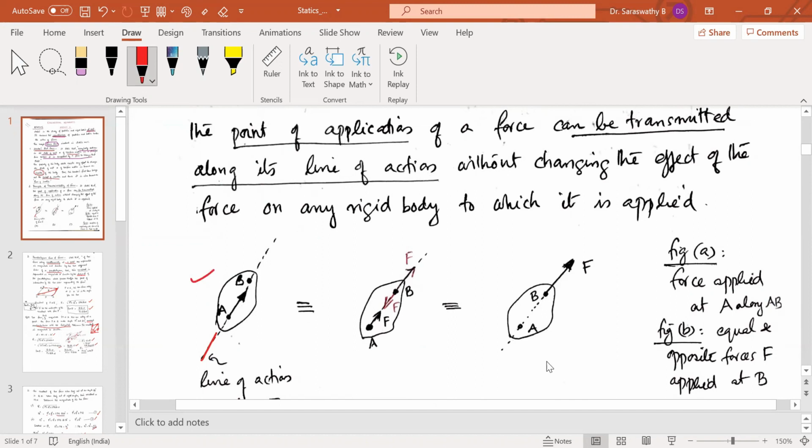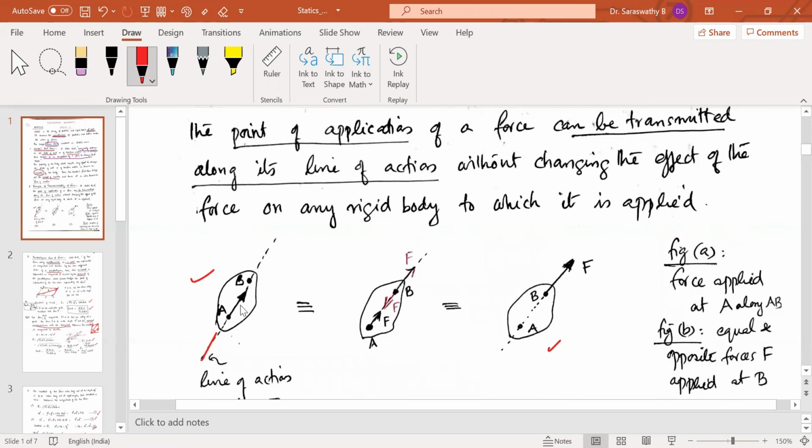The effects are the same. Both will produce the same effect on the body. That is, a force applied at point A will produce the same effect as if the force is applied at point B, provided point B is on the line of action of that force. For illustration, I have shown here how it is happening.